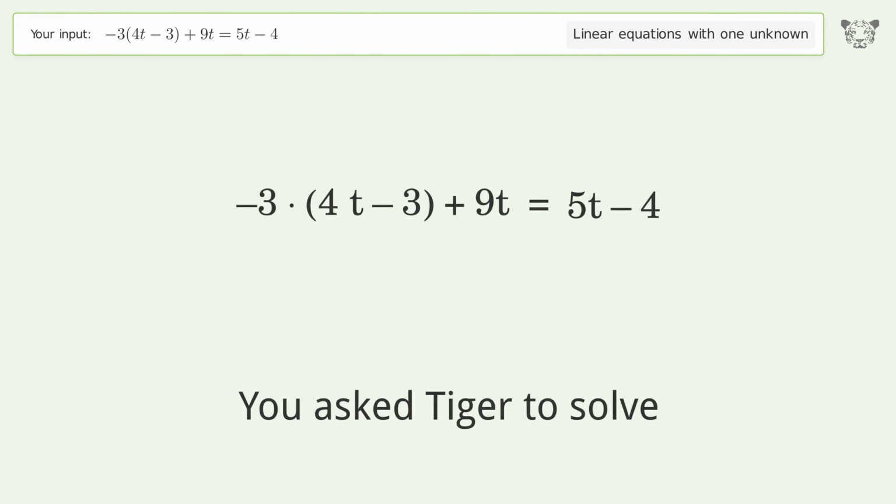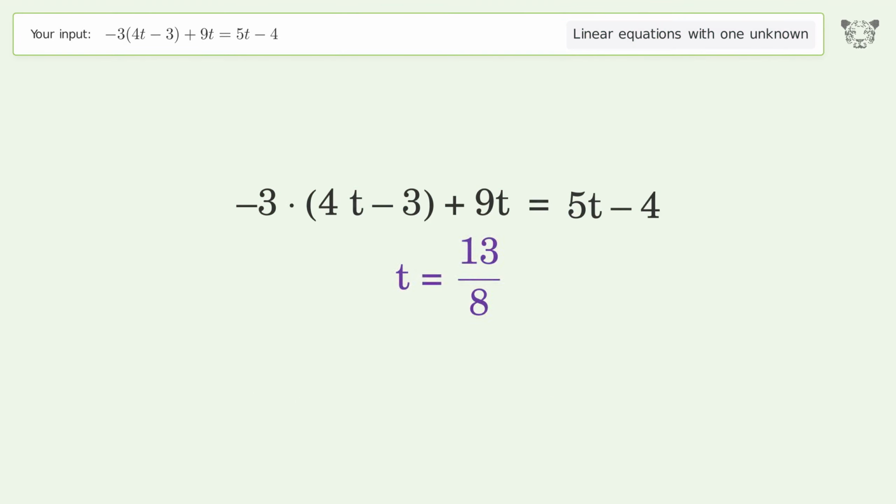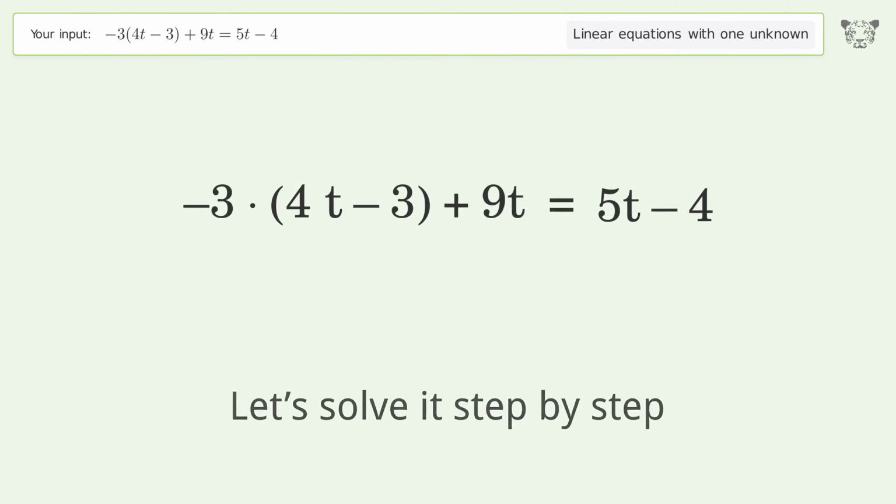You asked Tiger to solve this. This deals with linear equations with one unknown. The final result is t equals 13/8. Let's solve it step by step.